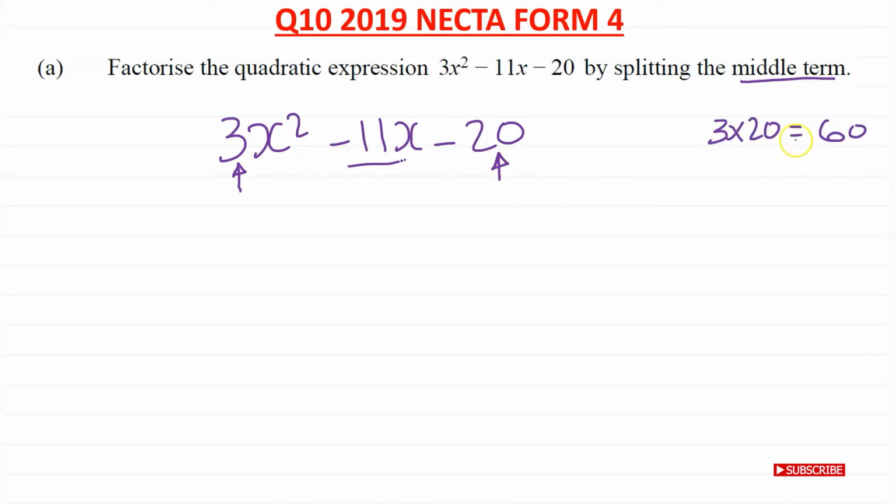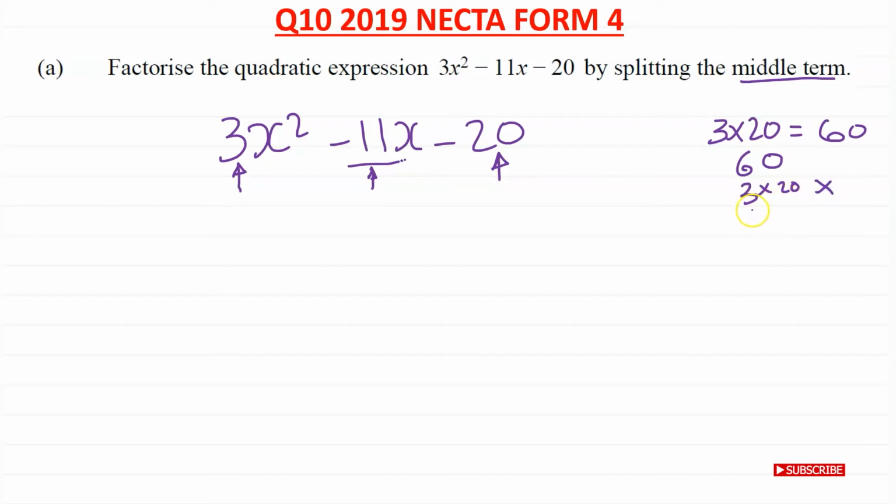Then from there we can look at 60 and see which numbers multiply to make 60, but when you add or subtract, they will give you negative 11. So let's try the numbers that will make 60. We can start with 3 times 20, I beg your pardon. So 3 times 20 will not give you 11, because if you add them you get 23, if you subtract you get 17. So that's wrong.